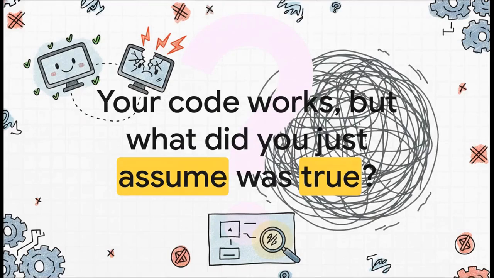So the next time you finish writing something and it works perfectly on your machine, I want you to just pause for a second and ask yourself this one question. Because our job isn't just to write code that works when everything goes right. It's to write code that still works when things go wrong. Go find your assumptions before your users do.